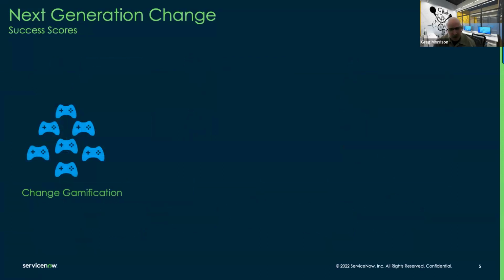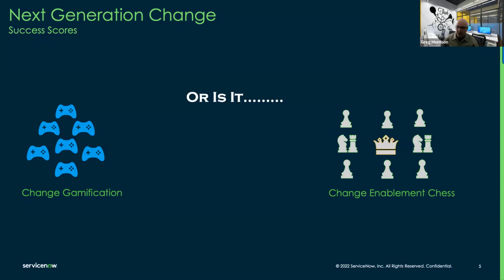When we start talking about success scores, when we first started working on this about 2 years ago or so, it was really exciting. We were talking about change gamification and all the cool things we could do to make change management more exciting. But more importantly, we wanted to look at how we can leverage data about how well teams or an organization are doing with change management. So is it really change gamification? I would argue that it's change enablement chess.